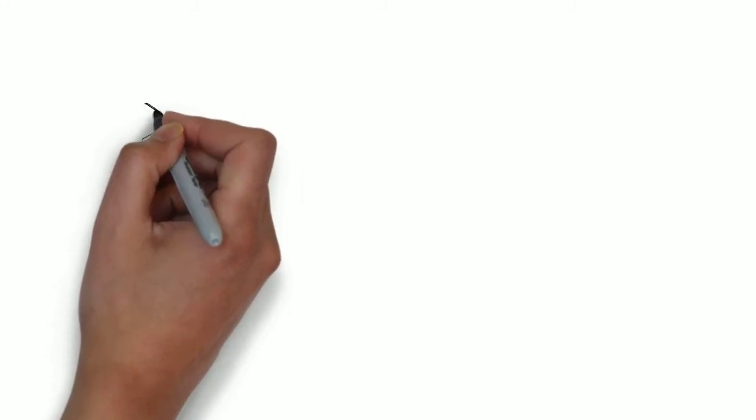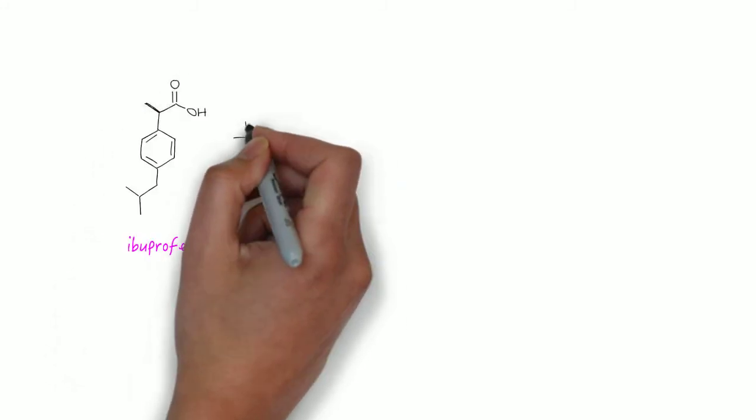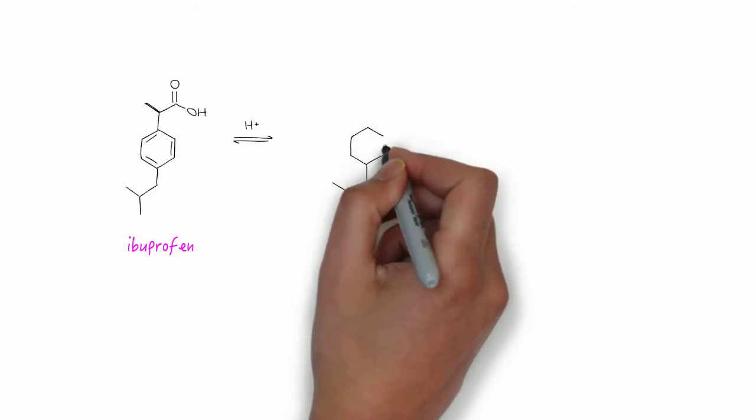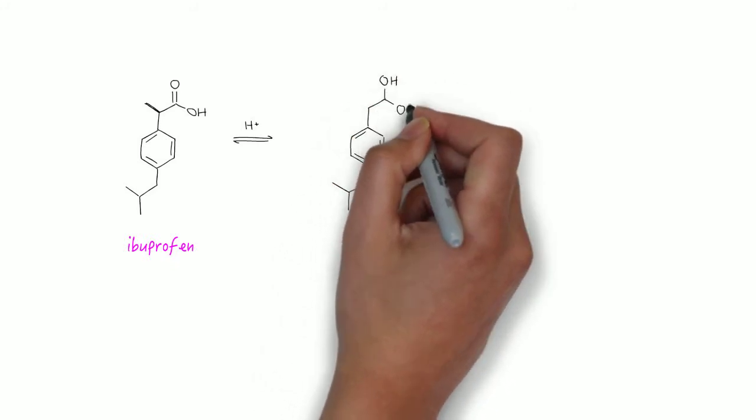Your stomach is very acidic, Sammy. And so if you take ibuprofen and it goes into your stomach and you form an enol form, we racemize.